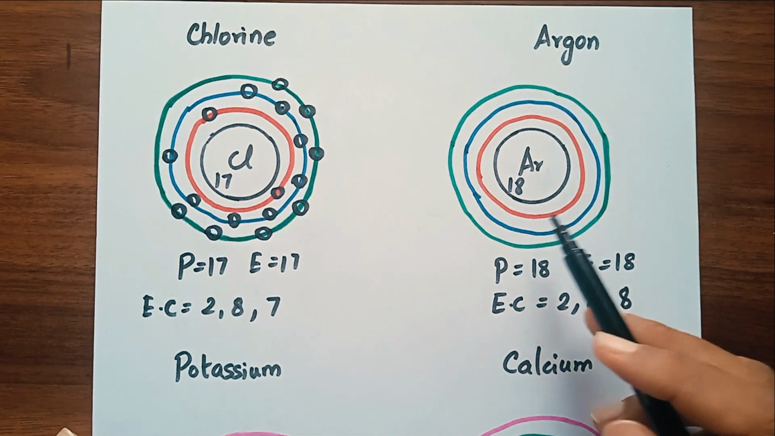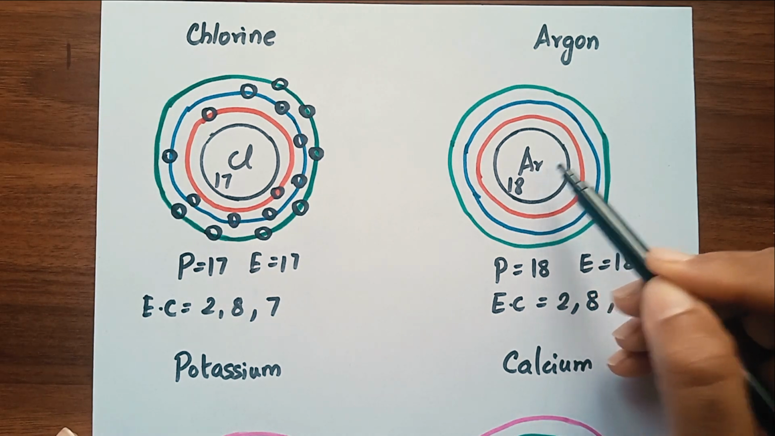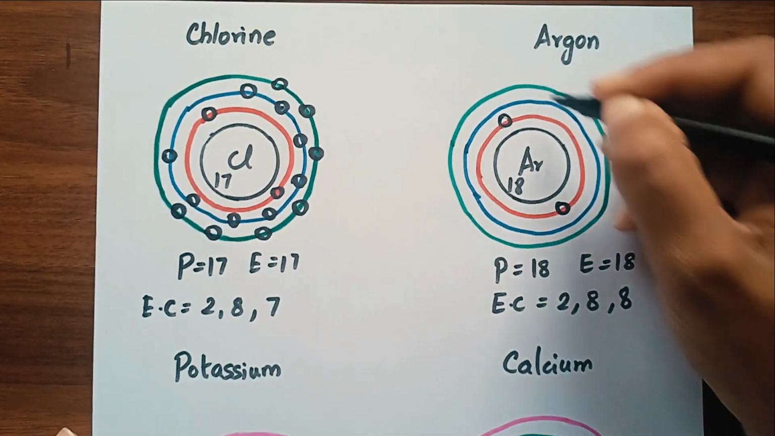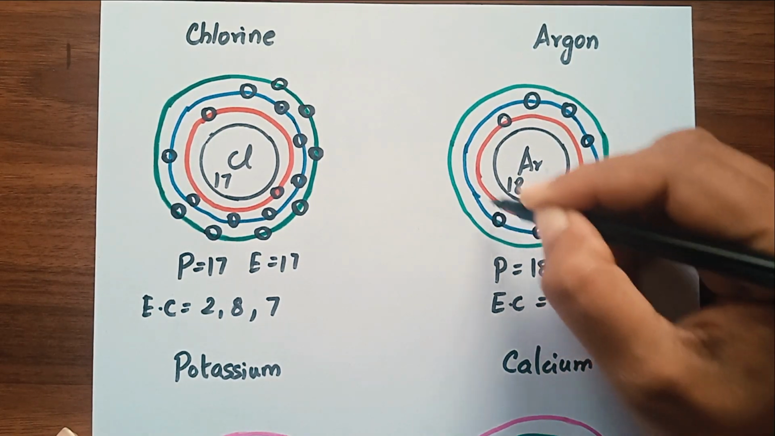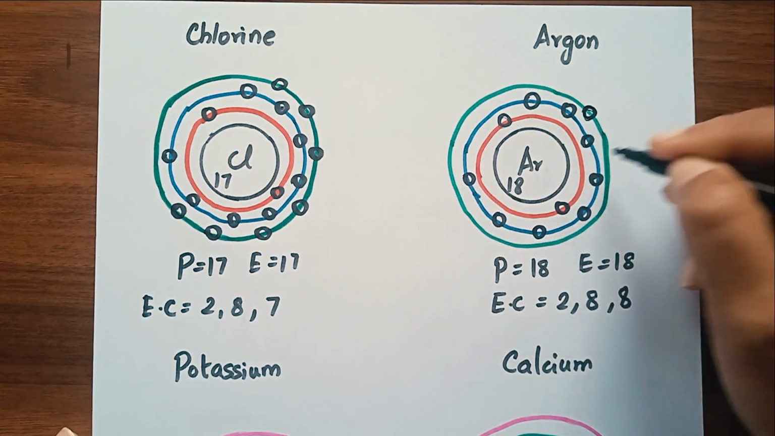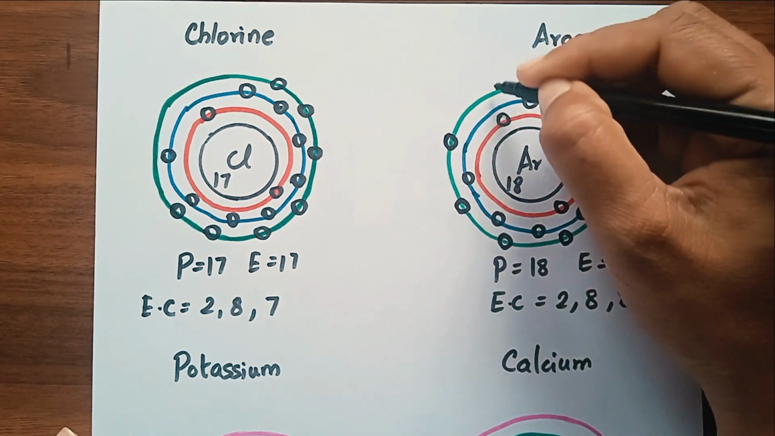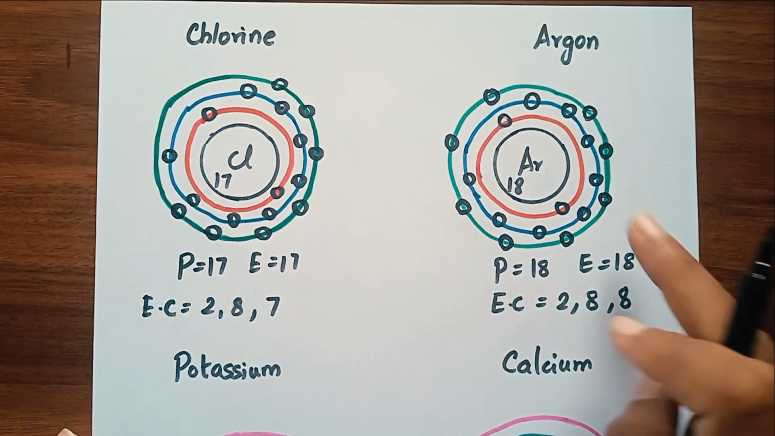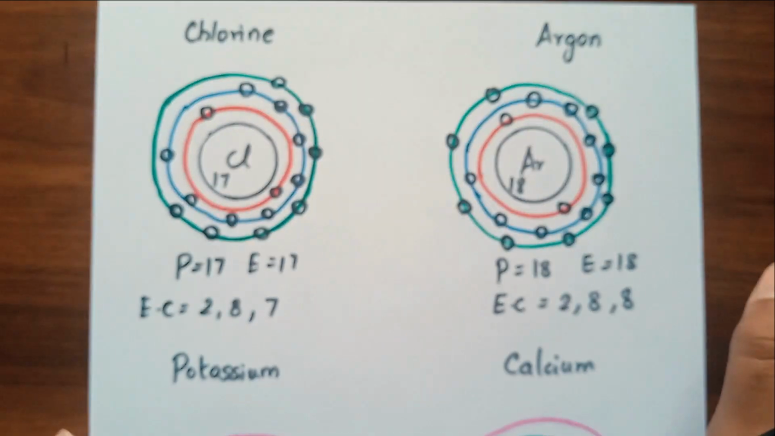Next, argon. The symbol for argon is capital A and small r. So the number of electrons we need to fill is 18. Start filling: 1, 2, 3, 4, 5, 6, 7, 8, 9 and 10. The remaining 8 will be there: 1, 2, 3, 4, 5, 6, 7, 8. So the maximum number of electrons we can occupy in the L and M shell is 8.